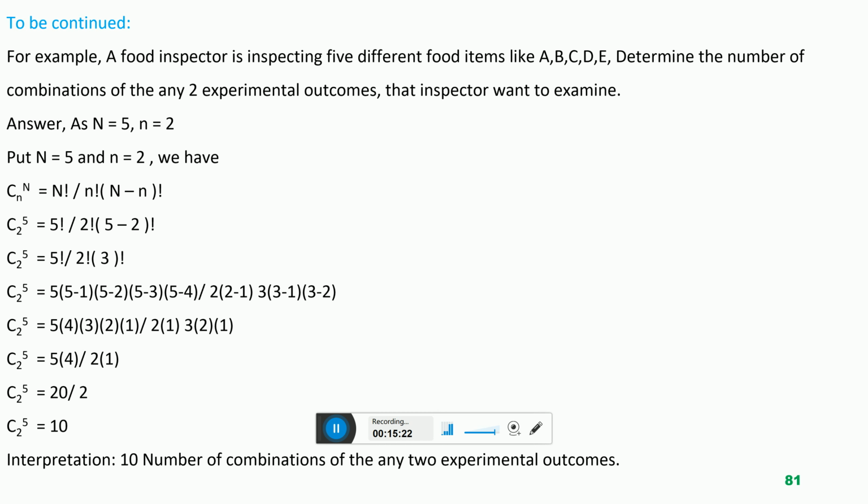But the food inspector is not examining all 5 objects. The food inspector is choosing any 2. So the question is this: how many experimental outcomes are possible when the food inspector is choosing any 2 from the larger set of 5? Here N is 5 total objects, and small n, the food inspector is checking only any 2 from these 5.